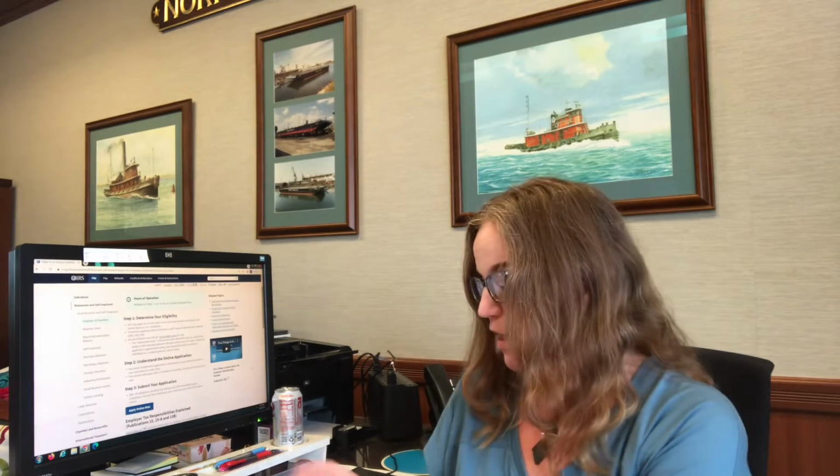An LLC is formed by filing articles of organization with the state's Secretary of State office. In the state of Virginia, that is the Virginia SCC, the State Corporation Commission. An LLC files articles of organization. A corporation files articles of incorporation. So that's one big difference: LLC is articles of organization, and a corporation is articles of incorporation.